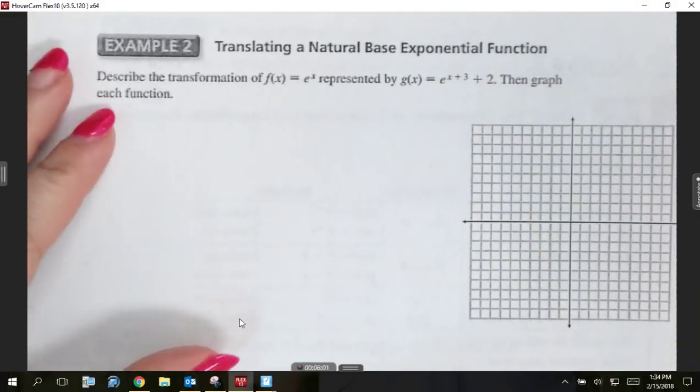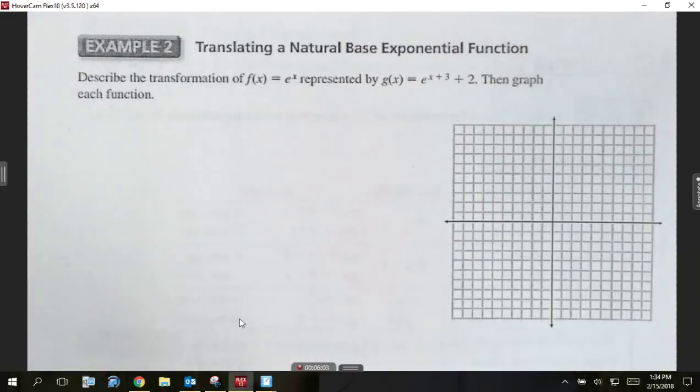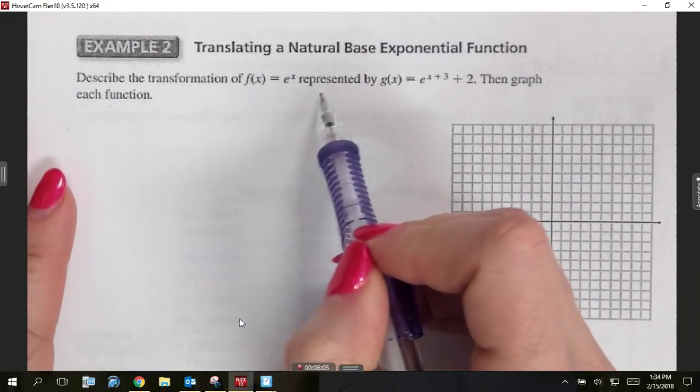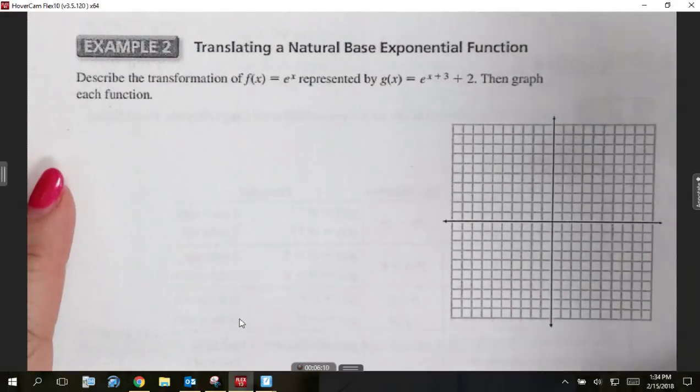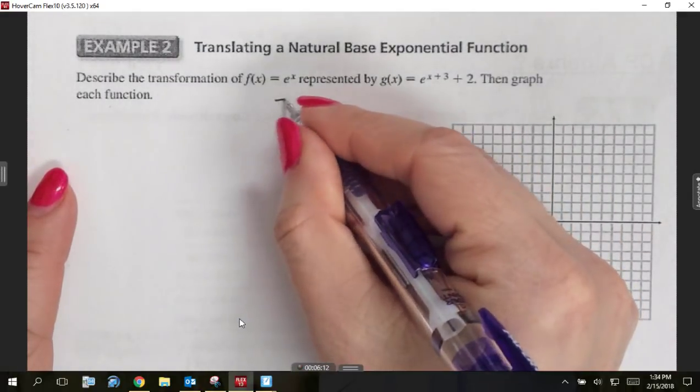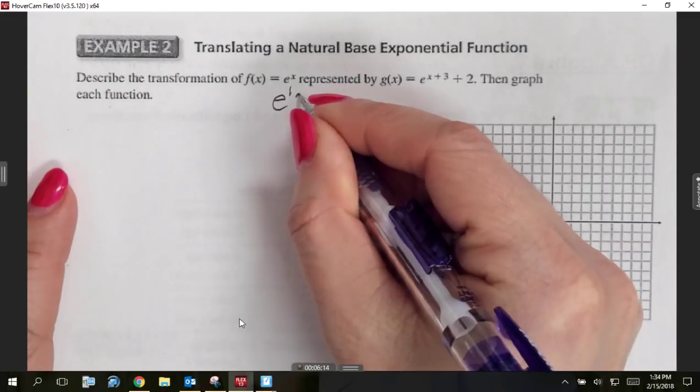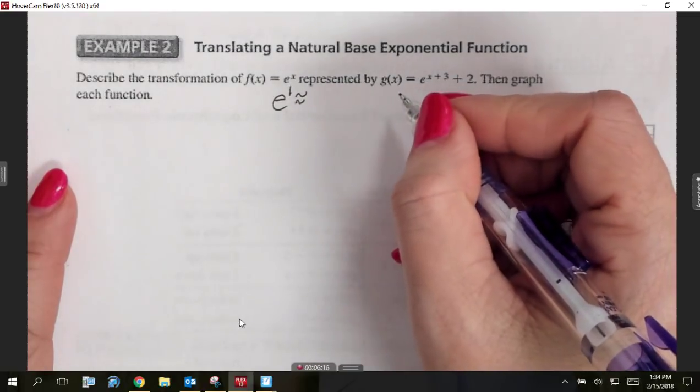All right, example 2. Describe the transformation of f of x equals e to the x, represented by g of x equals e to the x plus 3, plus 2. Then graph each function. So, what is e to the first? What number is e?